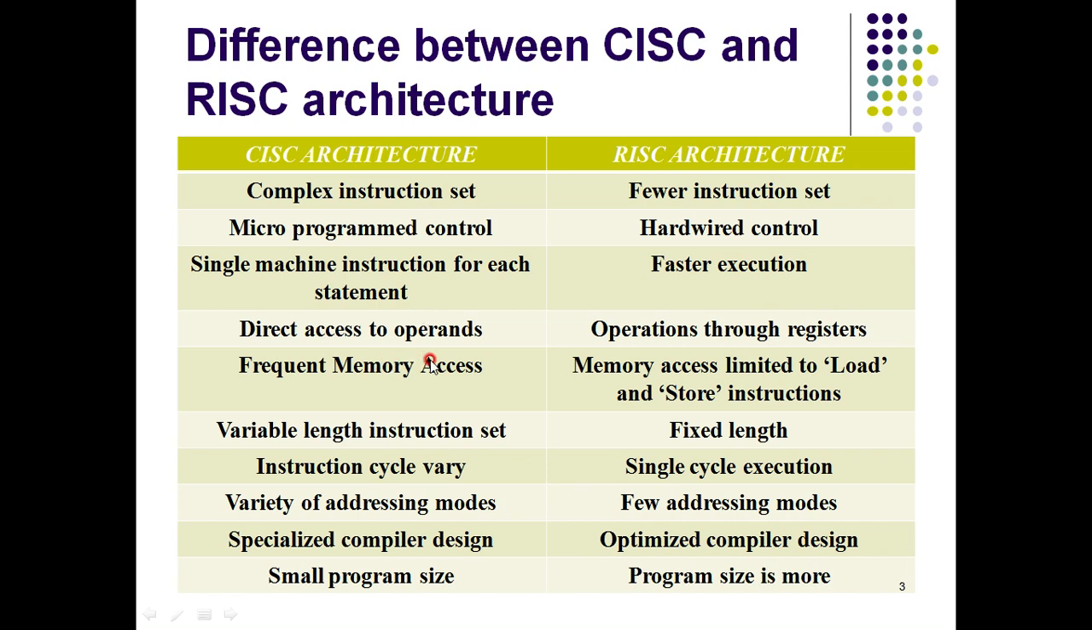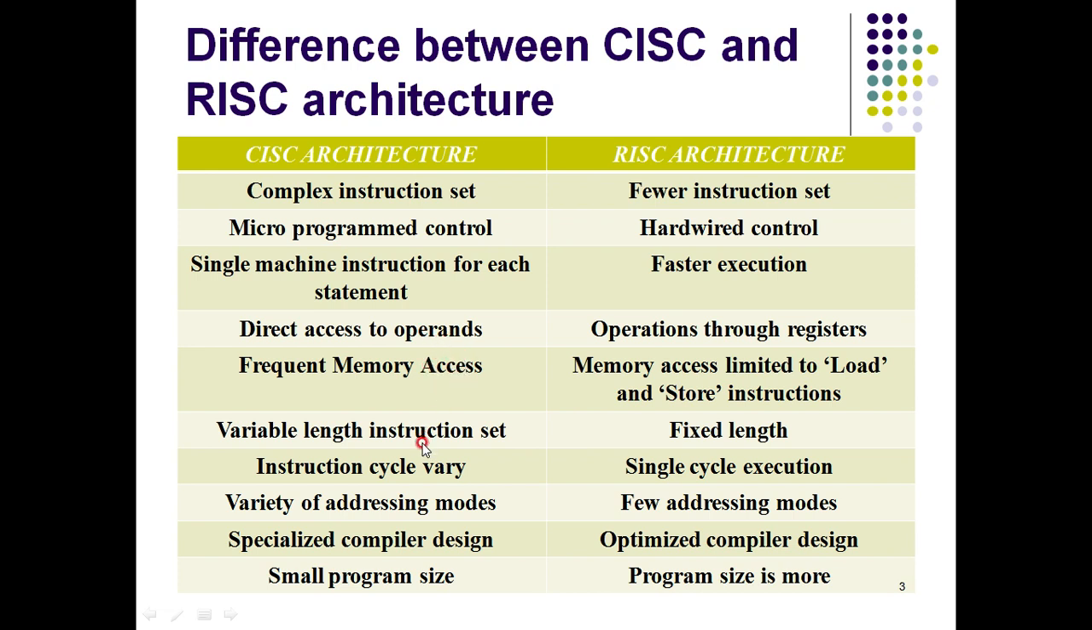See friends, both the points are connected. Here, since we are taking directly from the memory, therefore there is a frequent memory access. Here, since we are taking through the registers, the memory access is not that frequent. The frequent memory access instructions are only two instructions. One is load and another one is store. So apart from these two instructions, all other instructions will be taken through with the help of the registers. Okay. So I hope these 2 points are clear.